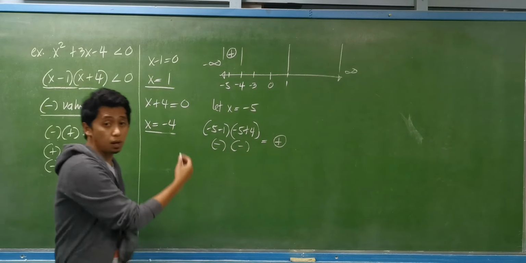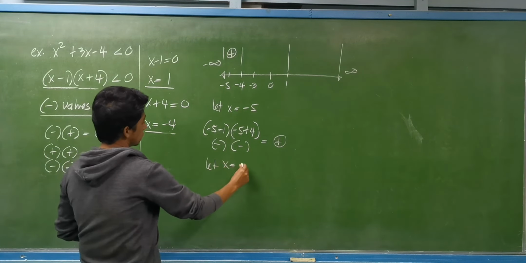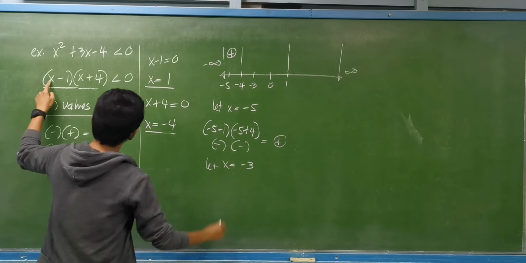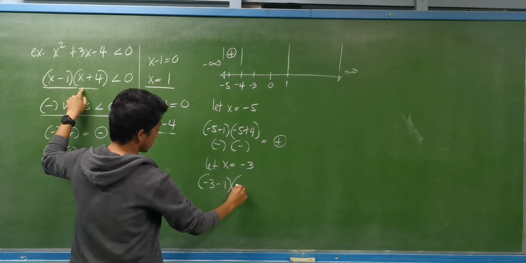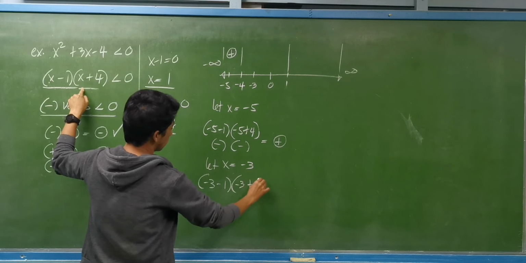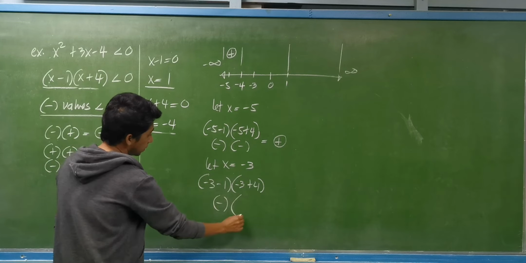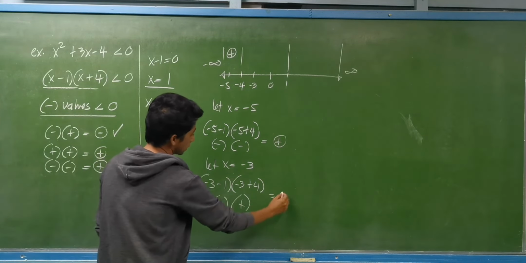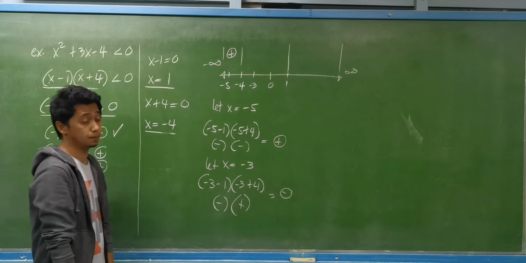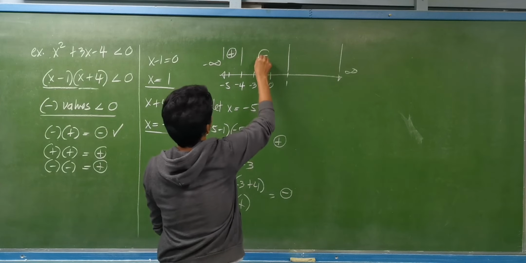And the next, from negative 4 to positive 1, let us consider one value in between. I'll use negative 3. So let x equal negative 3. This is negative 3 minus 1 multiplied by negative 3 plus 4. Negative 3 minus 1 is a negative value, and negative 3 plus 4 is a positive value, which will give us a negative product. The product of this interval will be negative.